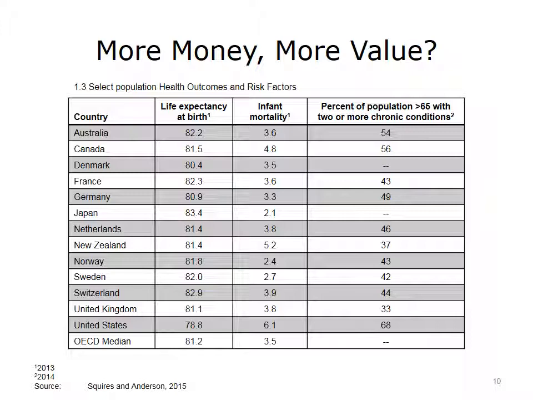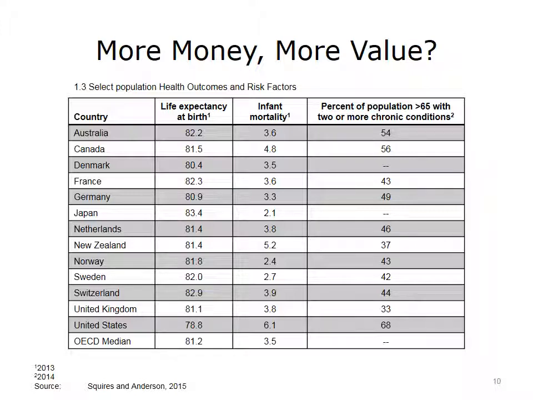Another common indicator of the success of a healthcare system is infant mortality, which is column 2 of this exhibit. Again, the U.S. has the highest infant mortality rate at 6.1 per 1,000 babies born. As a final comparison, look at the percentage of those aged 65 and older that have 2 or more chronic conditions. In the U.S., the percentage is 68%. Canada is closest to that figure with 56%.